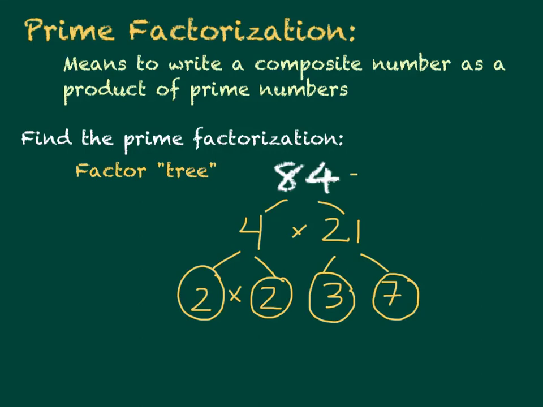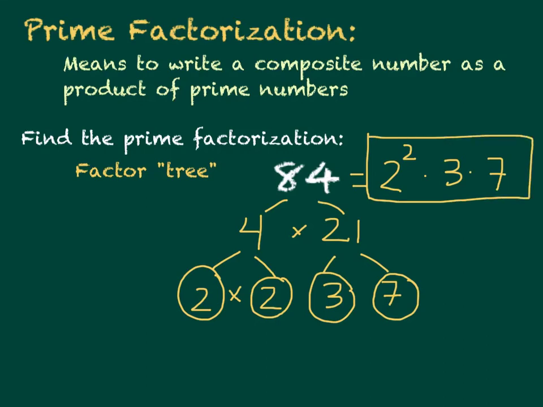Now, I know that the number 84 can be represented as 2. I have 2 2's, so I know that would be 2 to the exponent 2 times 3 times 7 is going to equal 84. That's the goal of prime factorization, to rewrite our number as a product of prime numbers. So this group of prime numbers, if I multiply them together, will take me back to my original. If I do 2 squared, I'm going to have 4 times 3 times 7. If I do 4 times 3, I get 12 times 7, and 12 times 7 is going to be 84.